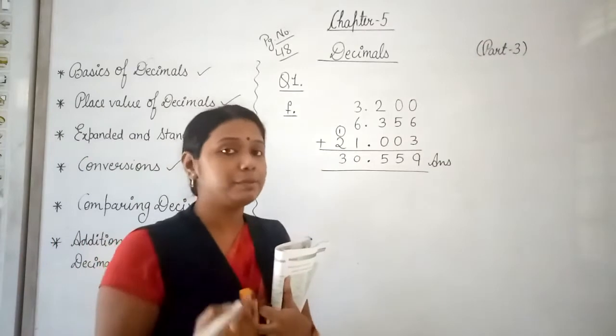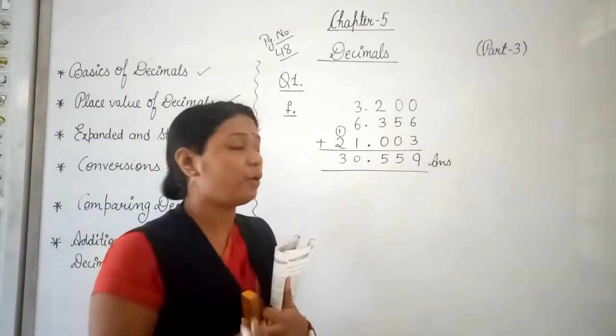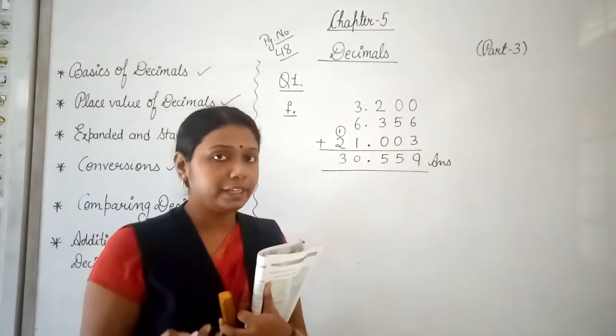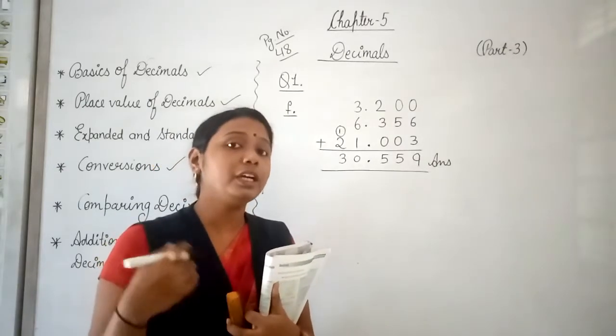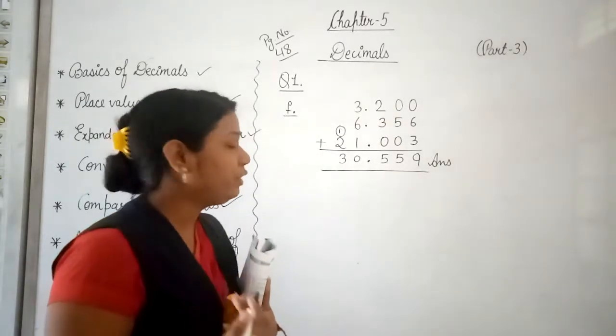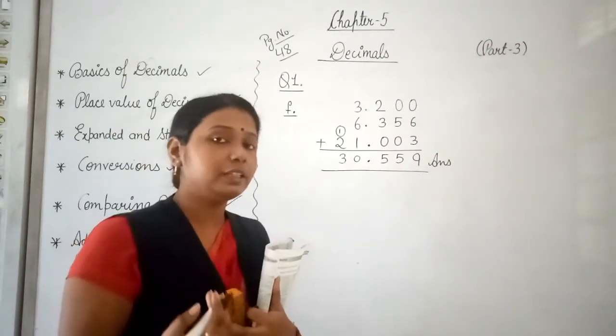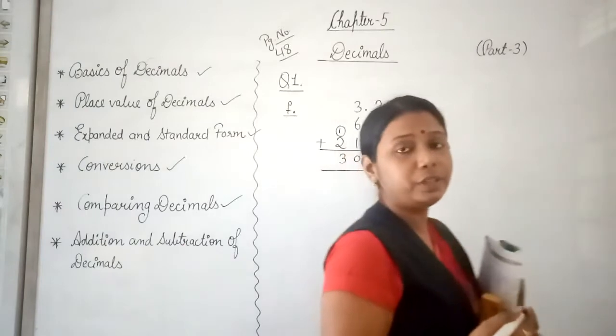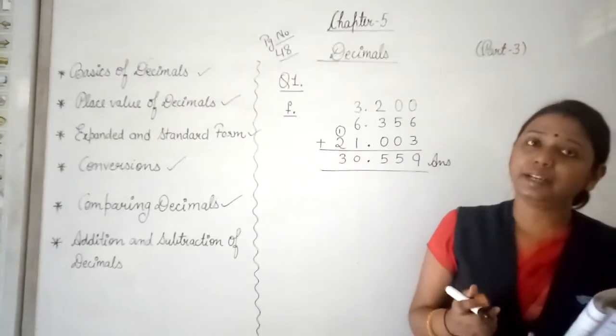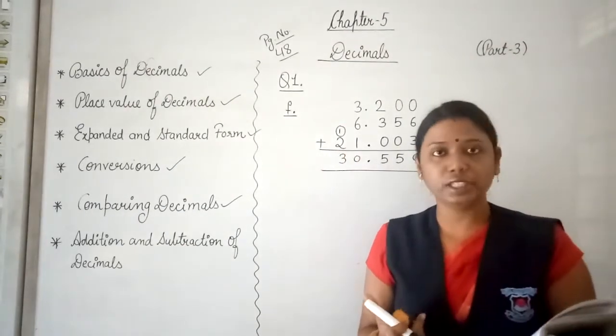Remember how we read numbers. We read decimal numbers like this, thirty point five five nine. It is not thirty point five hundred fifty-nine. That will be wrong. So the way we read decimal numbers is thirty point five five nine. It's very simple, just like the addition which we do with the counting numbers.